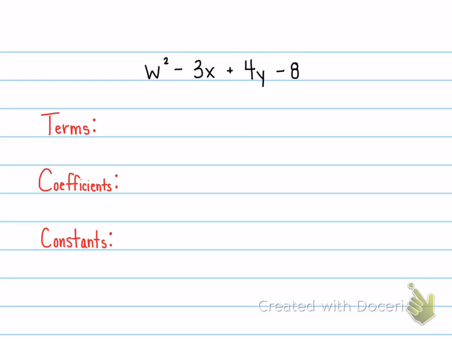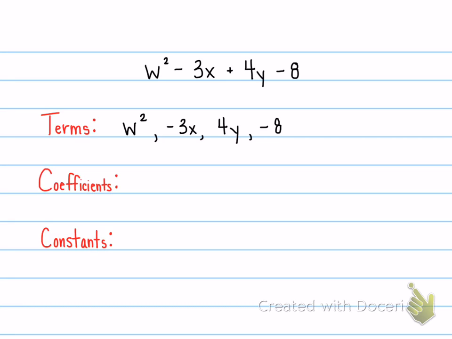So when we have to write down the terms that we have, I'm looking at w squared, negative 3x, 4y, and I don't have to write the plus because positive is assumed, and negative 8. Those are the terms that I have in this expression.